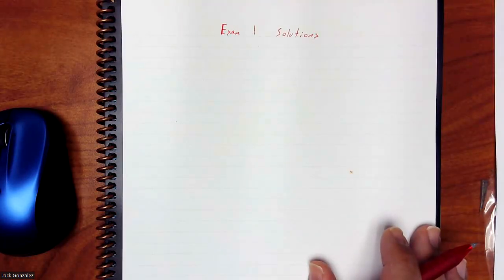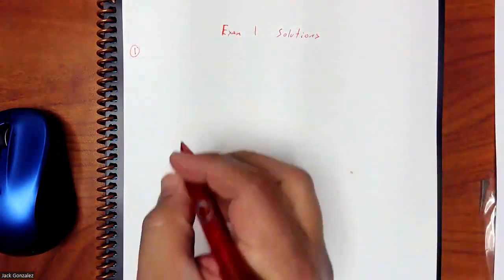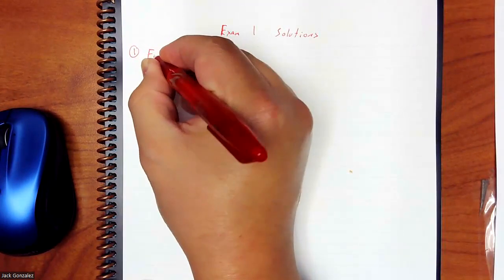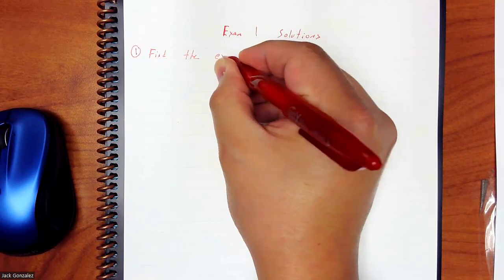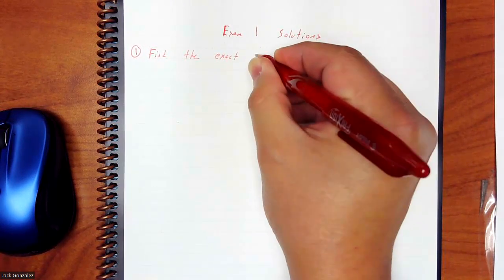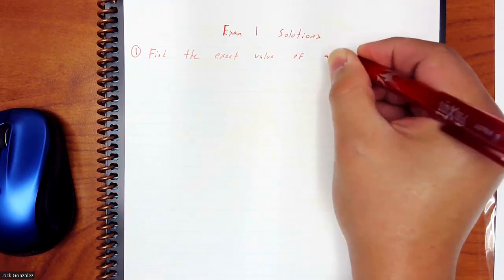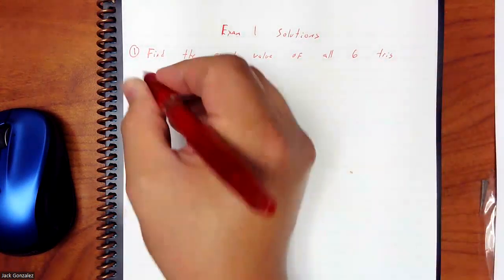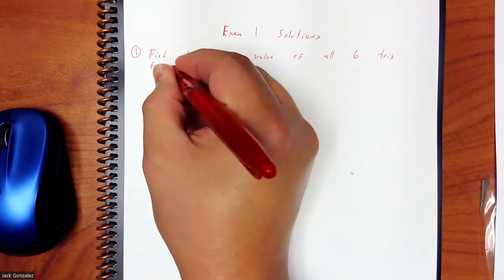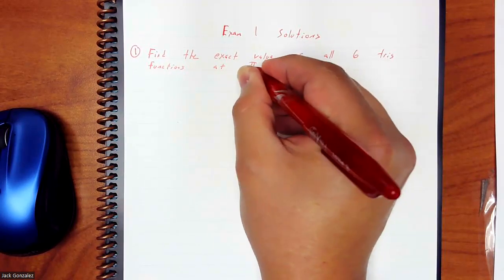All right, number one, find the exact value of all trig functions. Let's go ahead and write it, I guess. Find the exact value of all 6 trig functions at pi over 2.